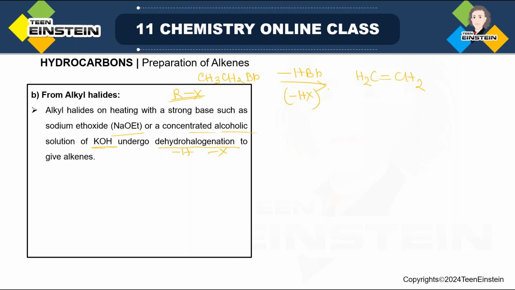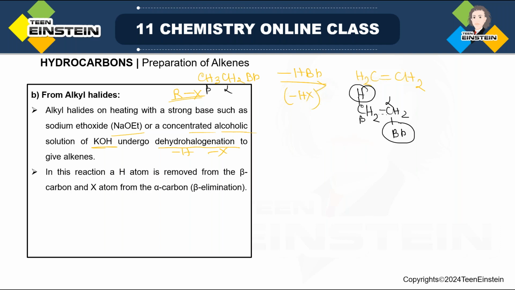Now in this case, if I draw the molecule, instead of writing CH2, now I will write CH3, I will write it like this. Now with respect to Br, this carbon is alpha, this carbon is beta, right? So this is alpha carbon, this is beta carbon. So the hydrogen which is at beta, that hydrogen will be actually removed and you will get some double bond here. So this is the reaction.